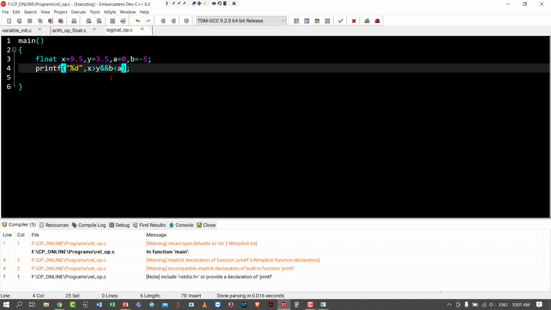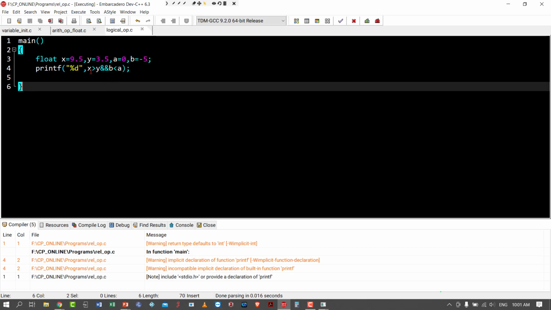So just look at the program carefully. Here I have two conditions. Earlier I had already written x greater than y, and now I have added b less than a, and I initialized the value of a as 0 and b as minus 5. So here it is clear what the purpose of a logical operator is: to connect or join two conditions. Here I want to check both conditions, x greater than y and b less than y.